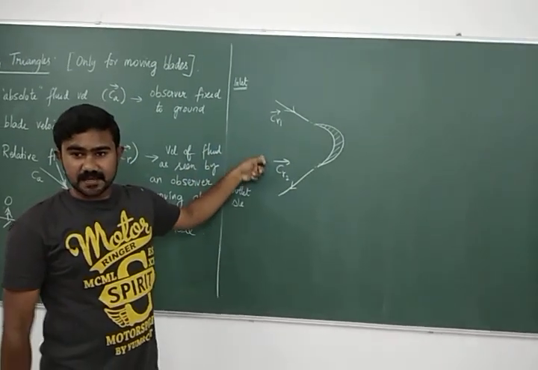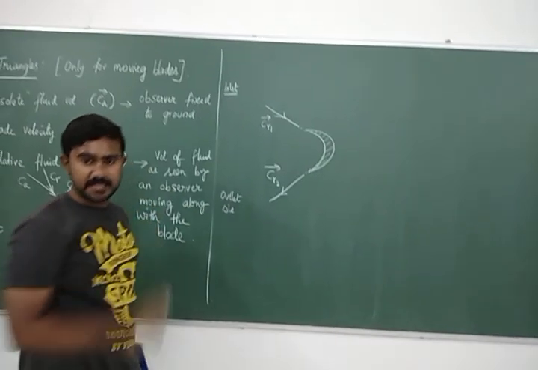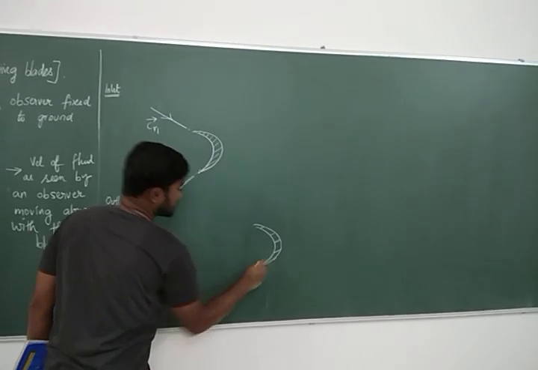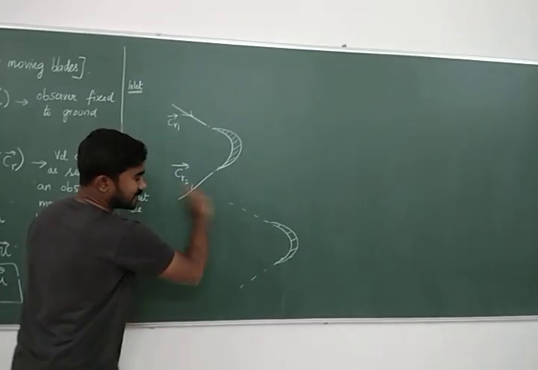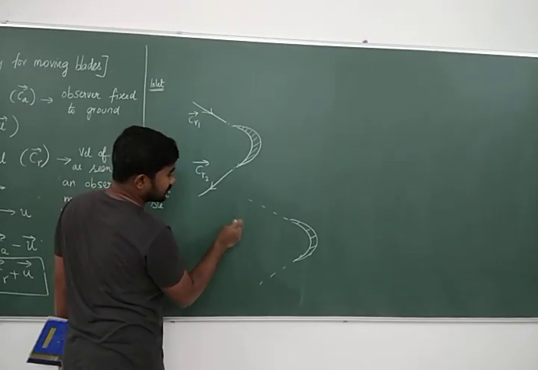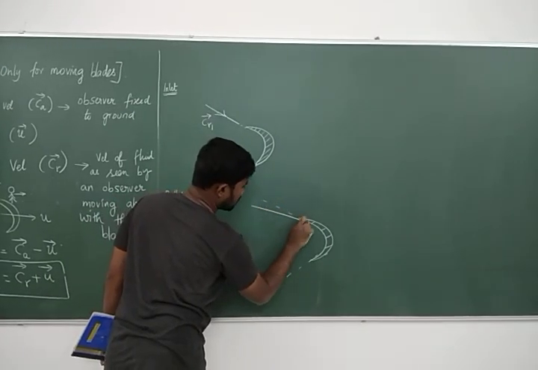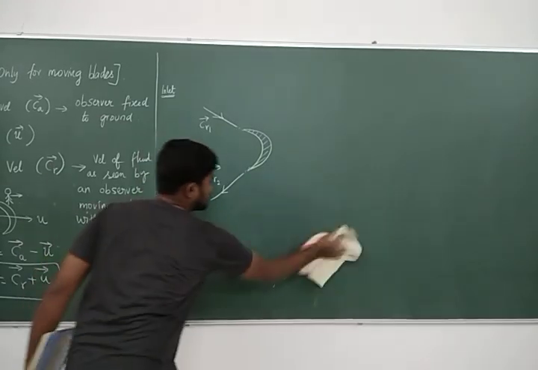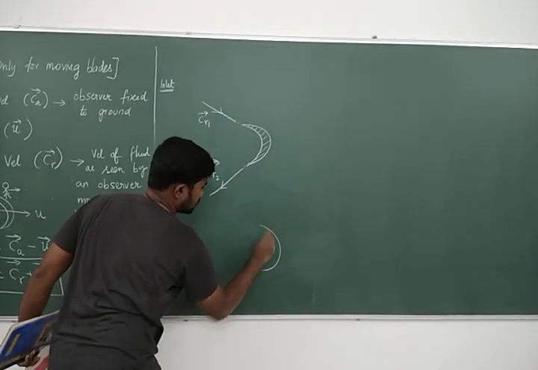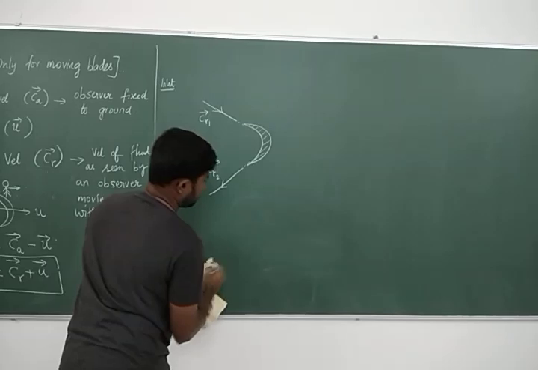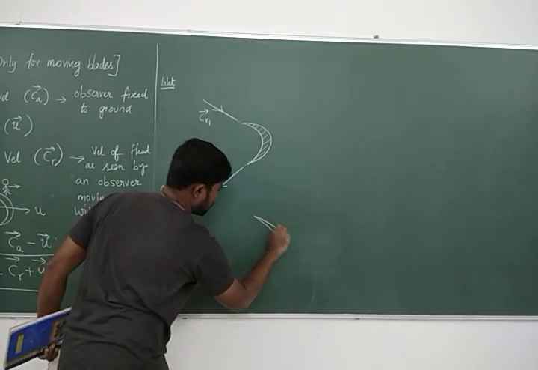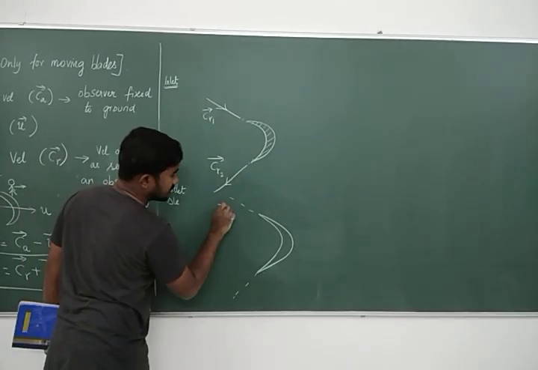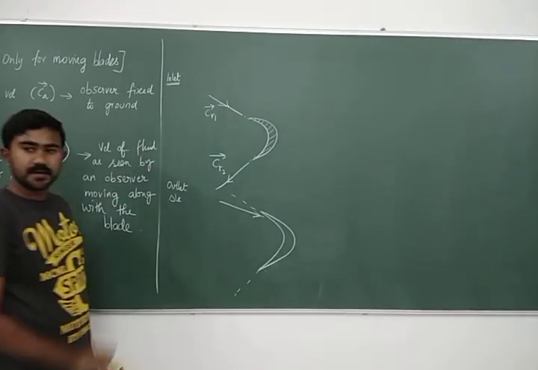Why is this the case? If the relative velocity is not aligned with the blade, then what will happen is, say for example, you have a blade like this. This is the blade angle. The blade direction is like this. If I have a relative velocity like this, say I have a blade velocity like this, then what will happen?